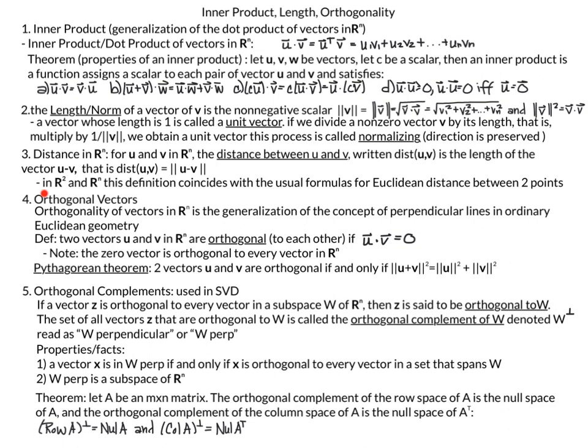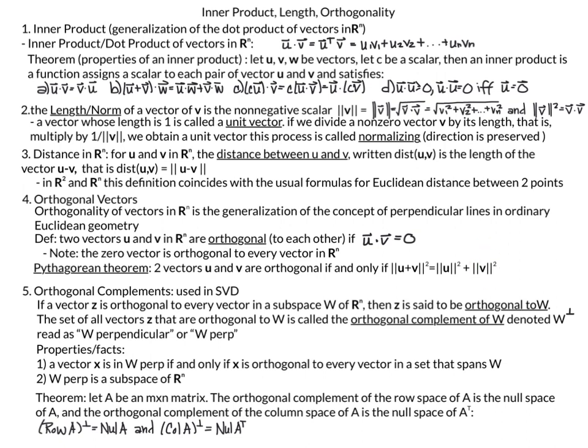From the inner product, we can define orthogonal vectors, and when we talk about orthogonality of vectors, that's the generalization of the concept of perpendicular lines in ordinary Euclidean geometry. So we say two vectors, u and v in Rn, are orthogonal to each other if u dot v is equal to 0. So this is our definition, but it does have this generalized concept of perpendicular. Note the 0 vector is orthogonal to every vector in Rn, and we also have this Pythagorean theorem that two vectors u and v are orthogonal if and only if the Pythagorean theorem here applies. That is, the norm of u plus v squared is equal to the norm of u squared plus the norm of v squared.